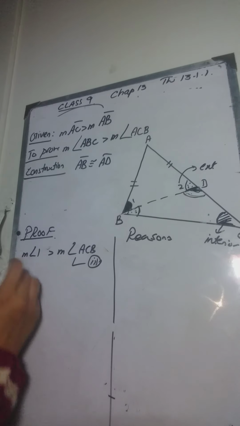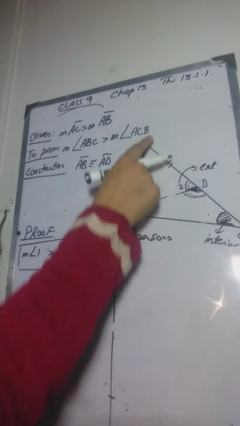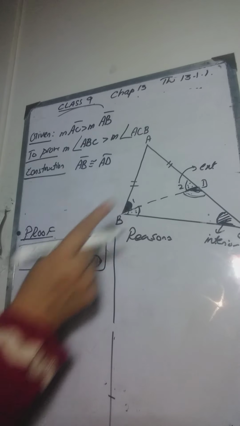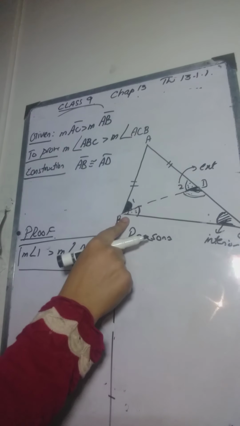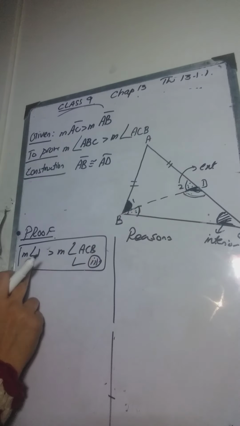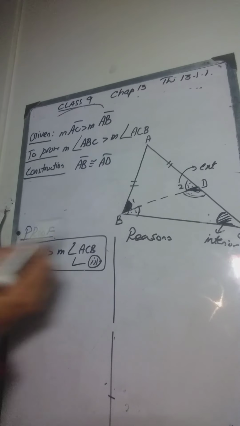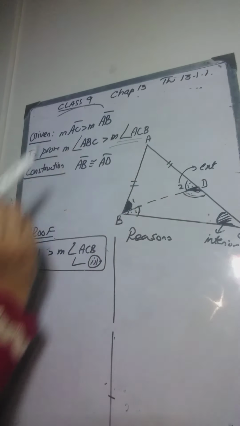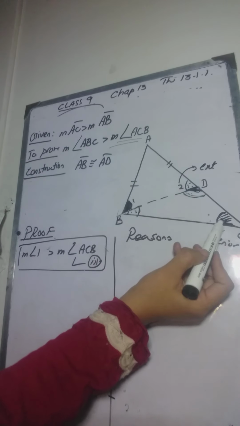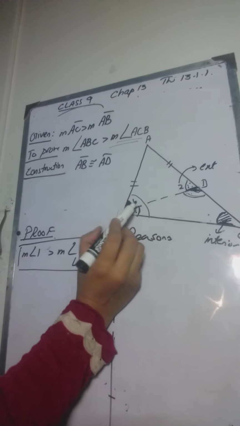So angle 1 is greater than this angle, angle ACB. This is what we have gained up to now. This information is that ACB will be less than this angle, angle 1. Angle 1 is greater than angle C. So we have proved that angle 1 is greater than this angle. Now we have to prove that this full angle is greater than angle C.